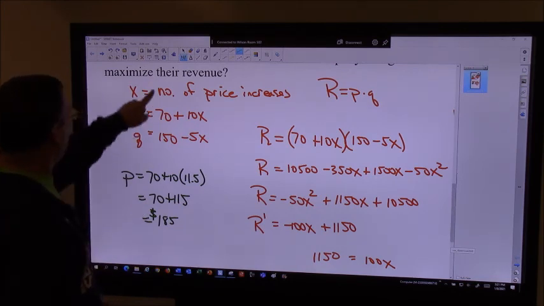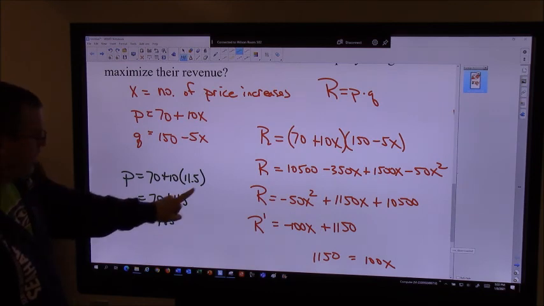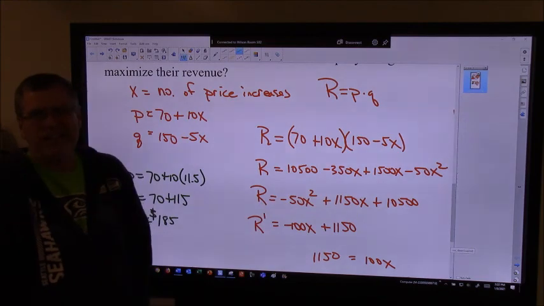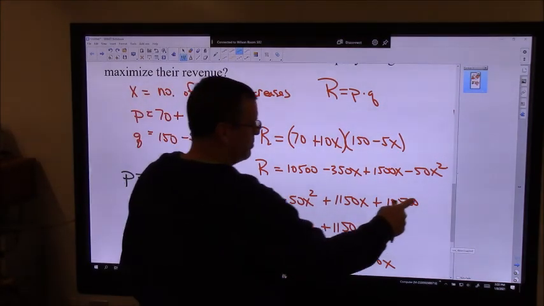All right, if this question would have said find the revenue, well then I need to take 185 and plug it back into this function. Then I would know what my revenue is, right? They didn't ask us that. They just said what price would you charge to maximize the revenue.